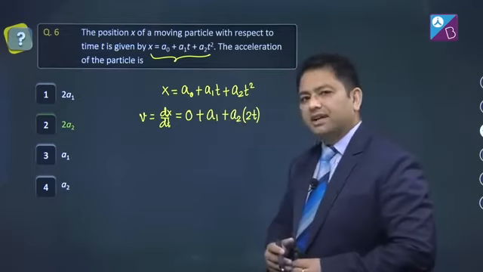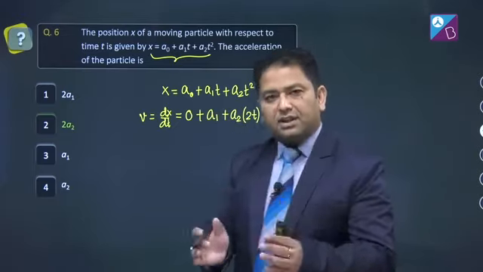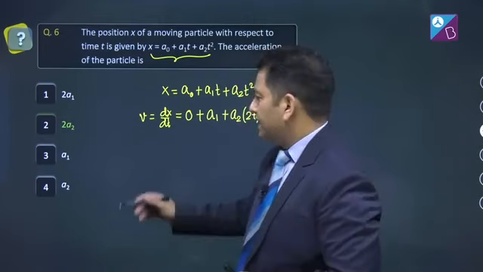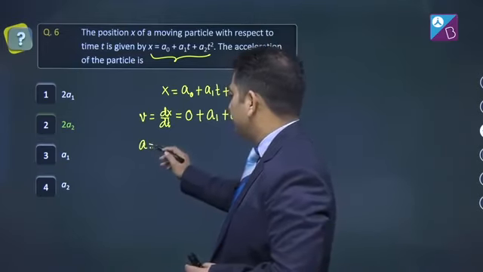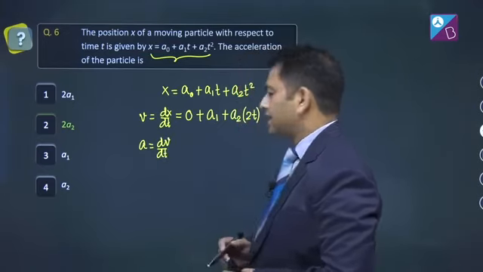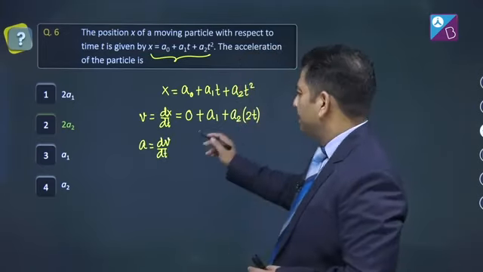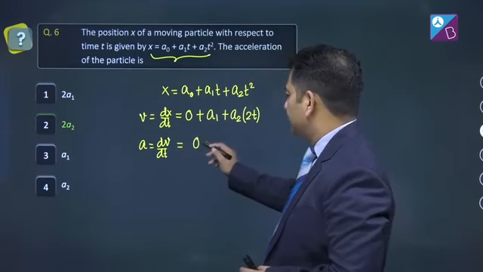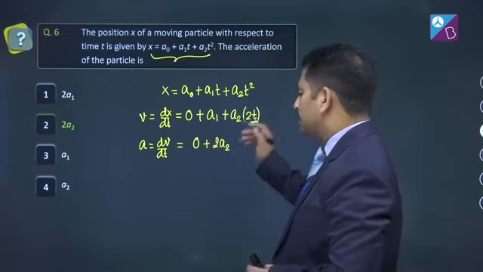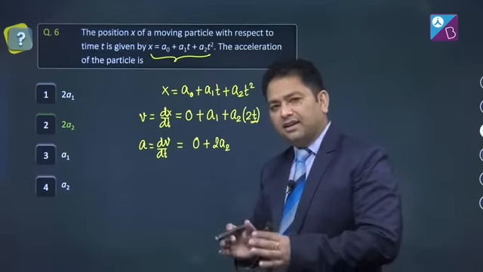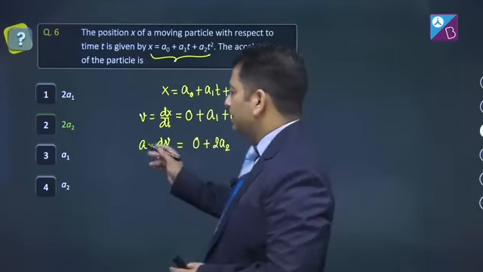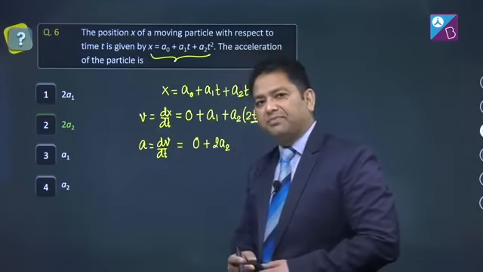a1 as it is, t ka derivative would be 1, because differentiation is happening with respect to t itself, and a2 is here, t square ka derivative hai 2t. So this gives me velocity. But furthermore, the question asks about acceleration. So to find acceleration, a is equal to the derivative of velocity with respect to time. Now a1 being constant, the derivative will be 0 plus 2a2 is constant, derivative of t, that is of course 1. So for this question the value of acceleration is 2a2, option number 2.